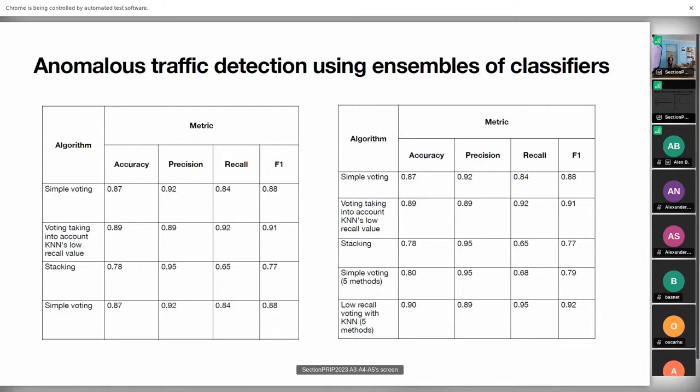Efforts were made to extend the ensemble by including five classification models instead of three, introducing random forest and gradient boosting alongside the existing three methods. As we can see from the results in the right hand table, increasing the number of classifiers in the ensemble to five improves the classification performance of legitimate and anomalous network traffic.